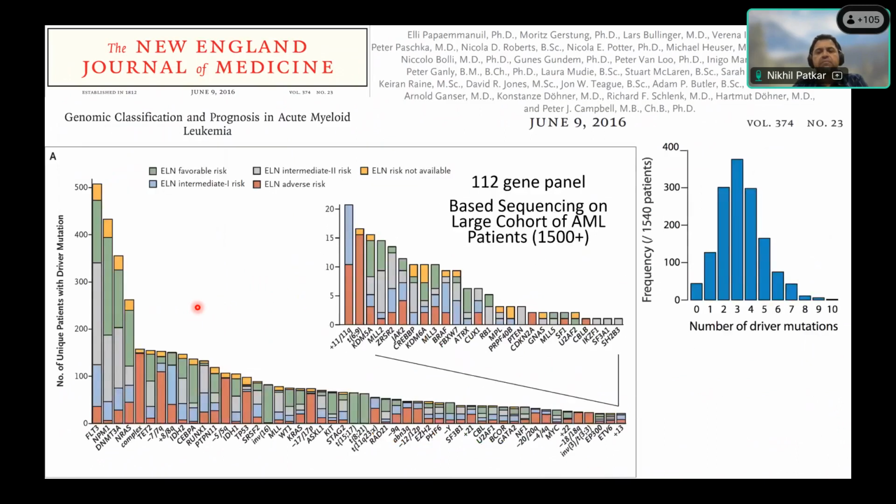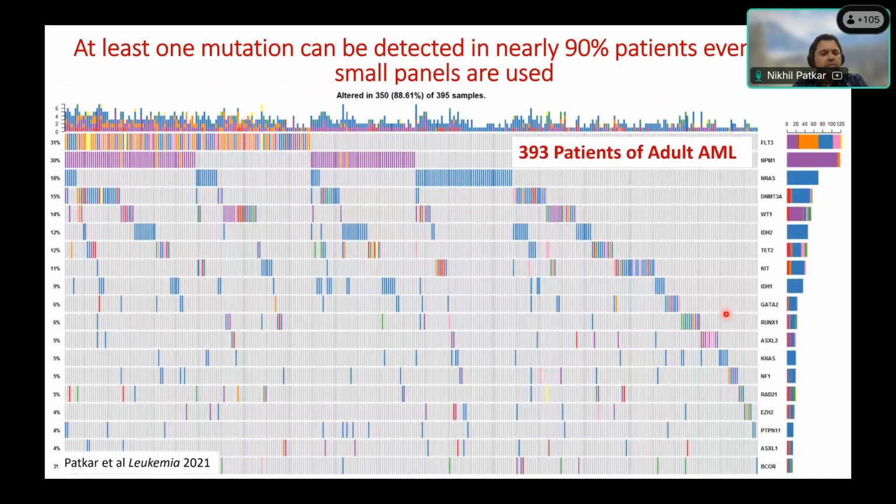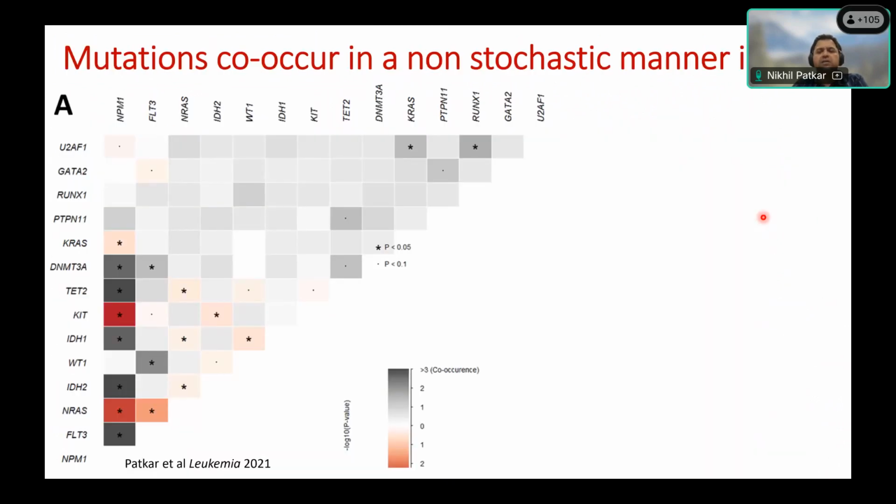Today, targeted gene panels are used for risk stratification, diagnosis, prognostication and monitoring of almost every malignancy, and blood cancers are at the forefront of this. So you can see here that in AML, there are a large number of mutations, but typically 3 to 4 mutations are seen in every case. So this is data from our hospital, which shows that FLT3, NPM1, RAS, DNMT3A, WT1 mutations were the most common in our data set.